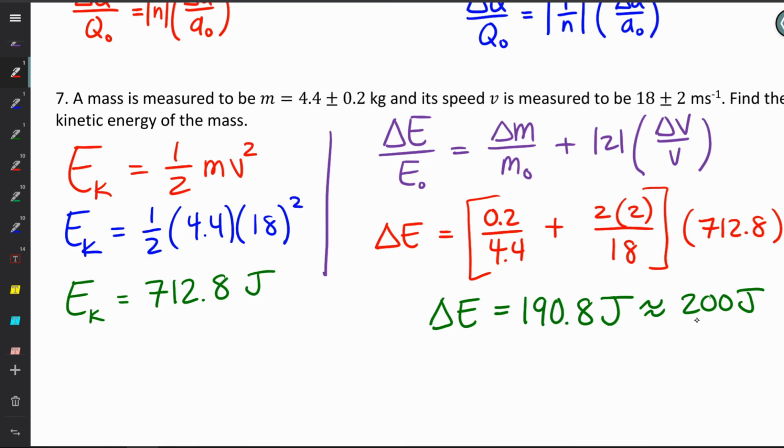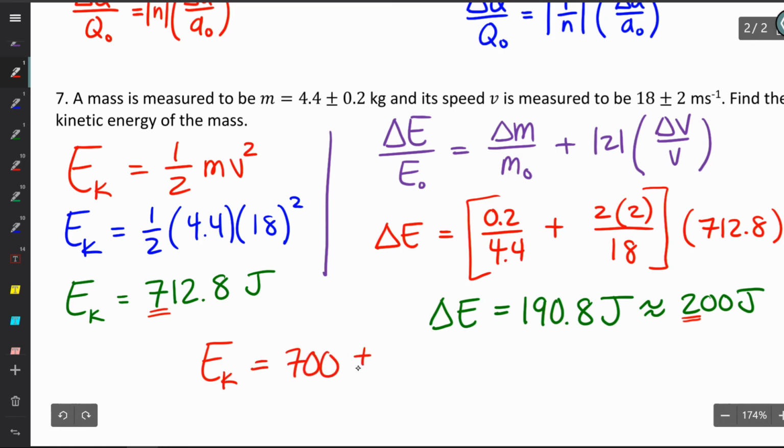Now we just need to make sure that the precision of our uncertainty agrees with the precision of our measurement. Since the uncertainty is to the hundreds place, then the precision of our best estimate also has to be to the hundreds place. So that means we have to round off 712.8. We have to round it off to 700. So we get that the kinetic energy is 700 plus or minus 200 joules.